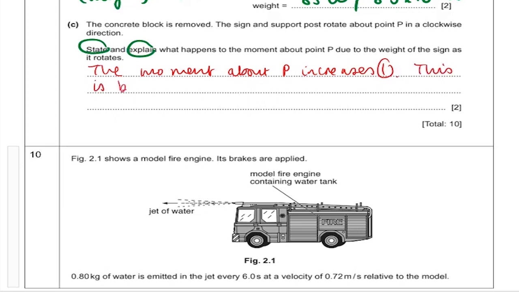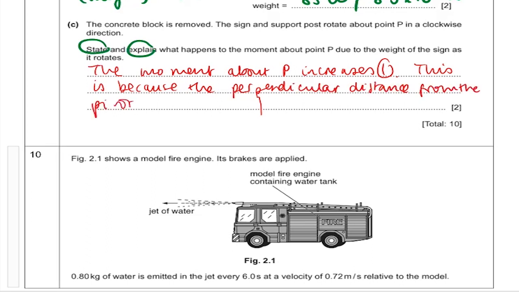This is because the perpendicular distance from the pivot to the line of action of W increases as it rotates. And the explanation is also worth 1. So hopefully that makes a little bit more sense to you all now.